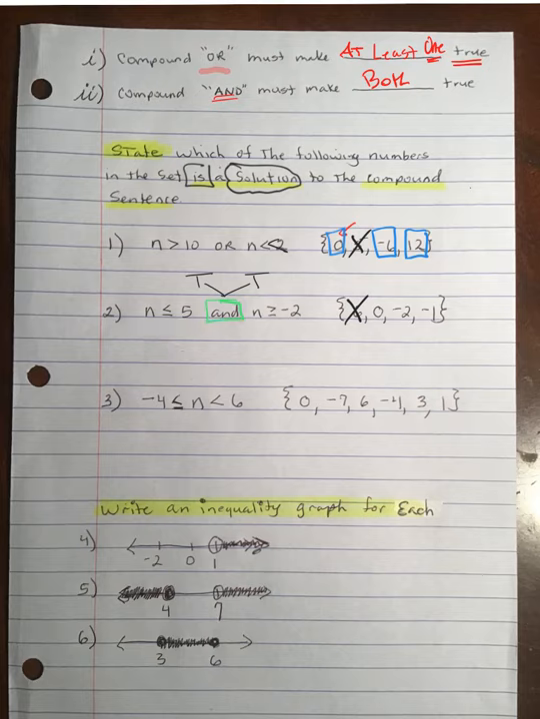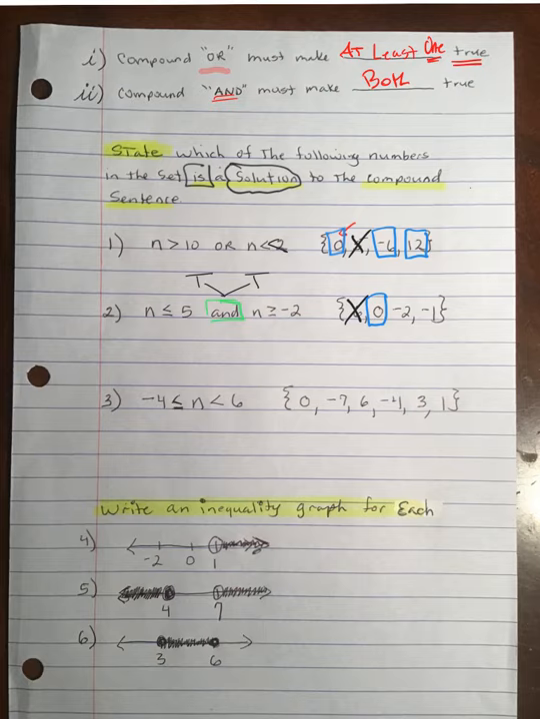Is 0 a solution to that compound sentence? Is 0 less than or equal to 5? True. Is 0 greater than or equal to -2? True, because 0 is always bigger than any negative number. It made both of them true, so therefore 0 is a solution. You could pause the video and try the next two and see how you do.